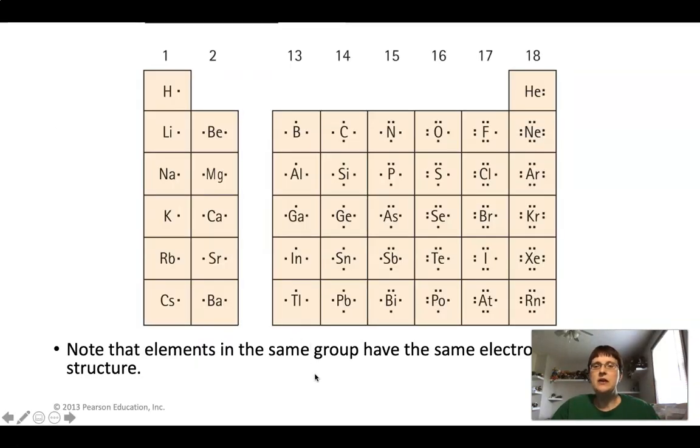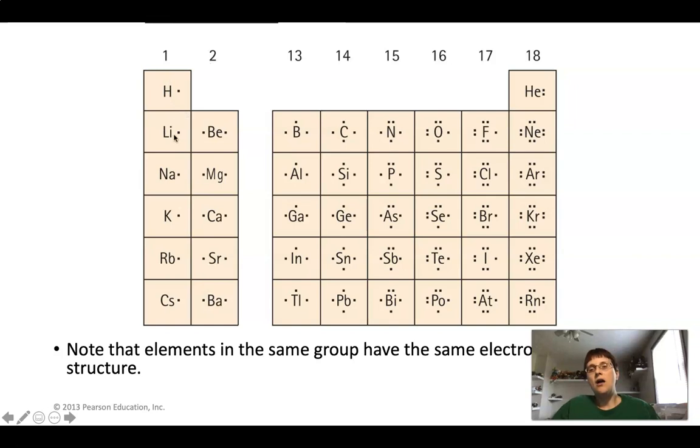So here we go. There's carbon, the one we were just looking at. You can see that there are the 4 dots around it. And here's the chlorine that we were just looking at with its 6 dots, and then its 1 friend by itself. And what you can see is that for each of the families, they have the same electron dot diagrams.